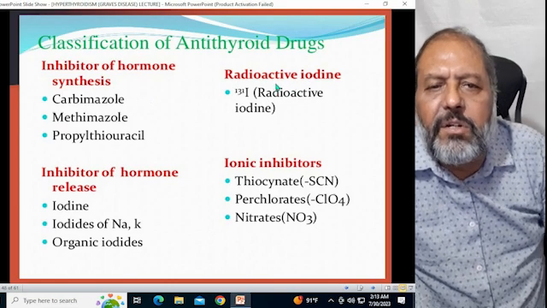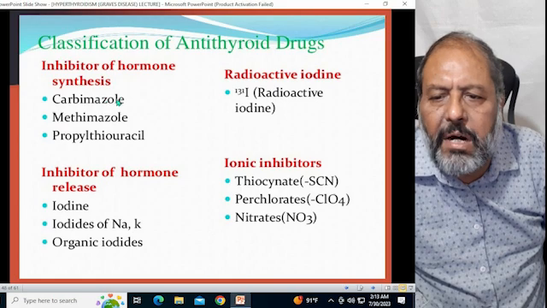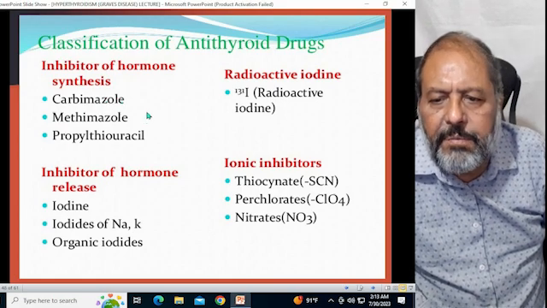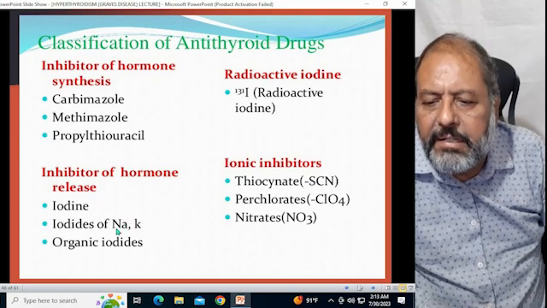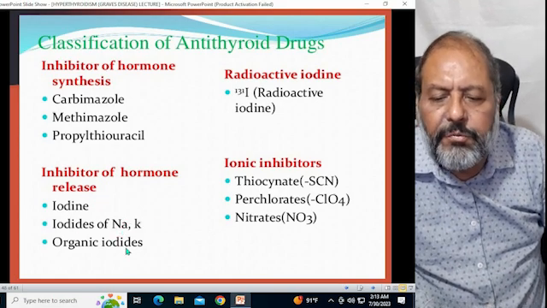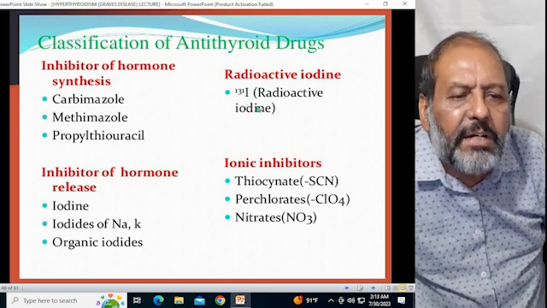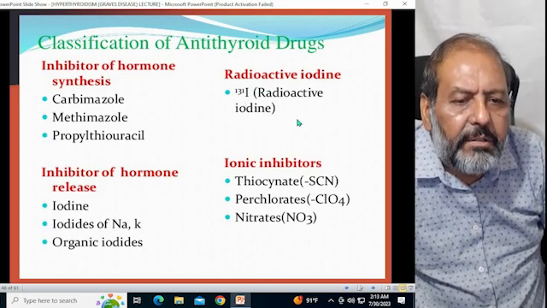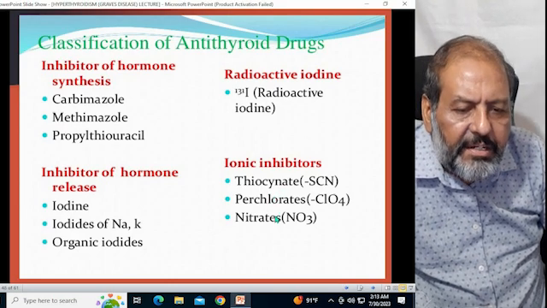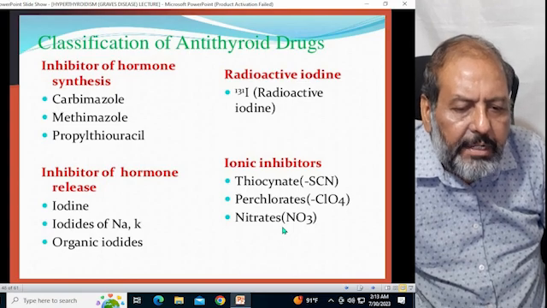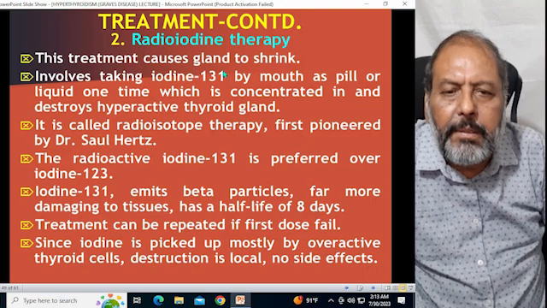Now, the classification of antithyroid drugs, for convenience: inhibitors of hormone synthesis are carbimazole, methimazole, and propylthiouracil. Inhibitors of hormone release are the iodides of sodium and potassium, and organic iodides. Then radioactive iodine 131 is used, and the ionic inhibitors are thiocyanate, perchlorates, and nitrates, which are sometimes used as ionic inhibitors.